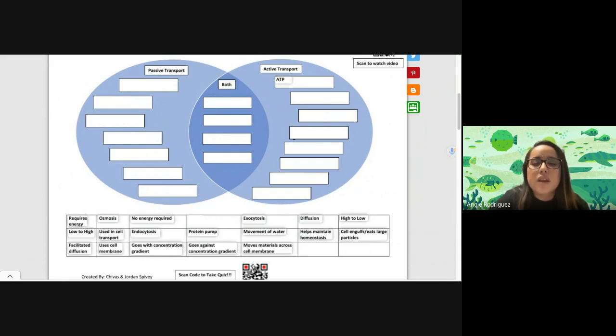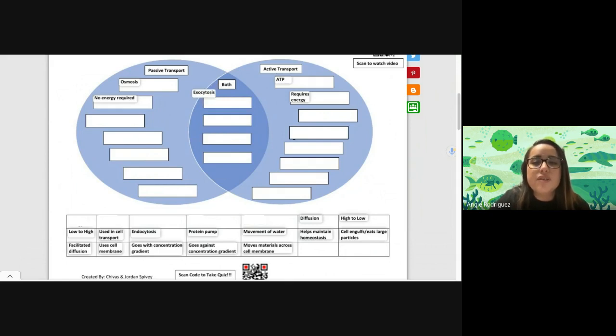Okay. Another one, we can also say requires energy. ATP is energy, right? So I can technically, again, put that one there, right? Osmosis, we just covered it. That's the water molecule one, right? That one, again, remember, is not using energy, so it would go under passive transport. No energy required, passive transport, right? Passive, it's even in the name, right?